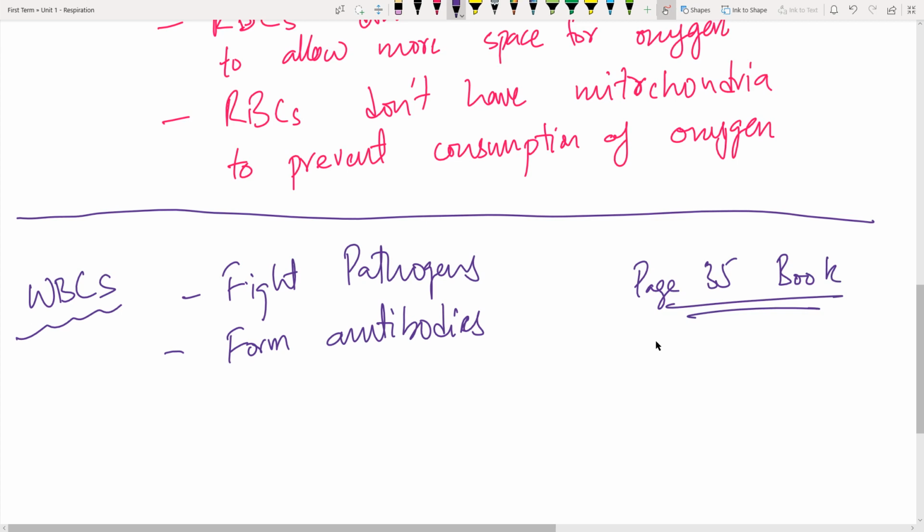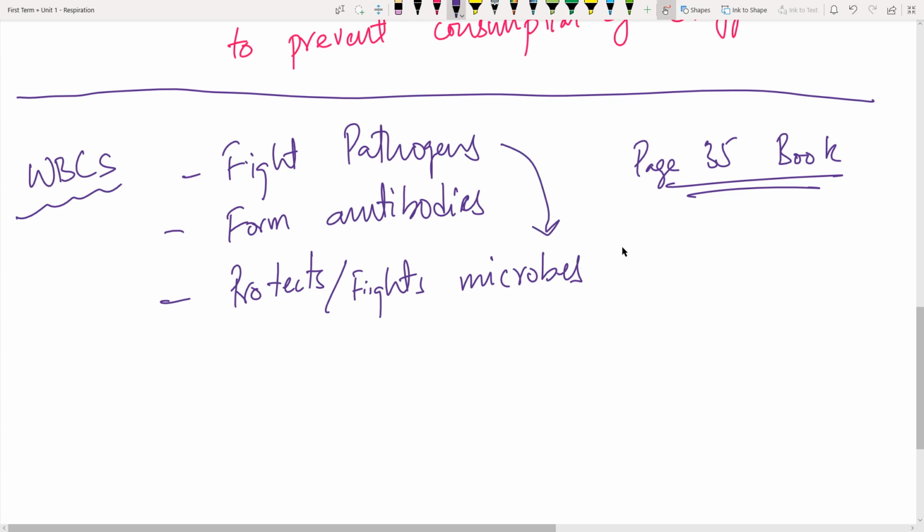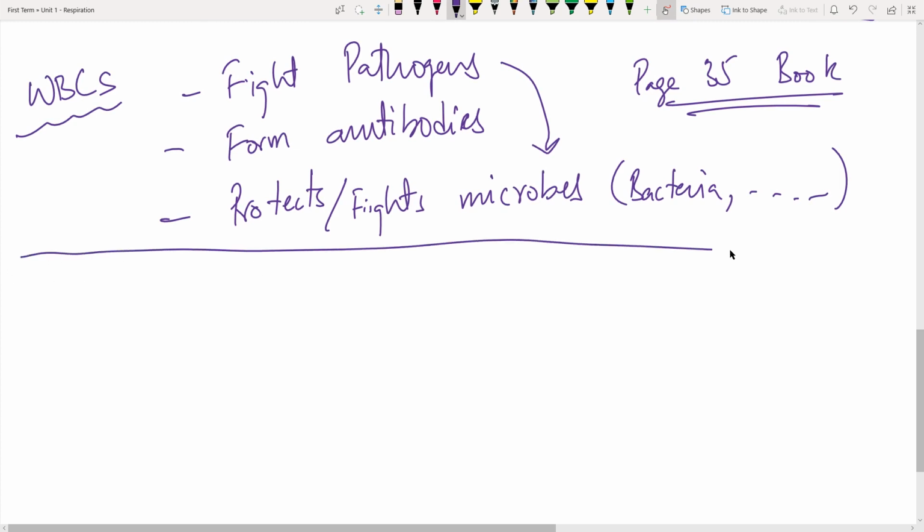And they also sometimes directly eat those pathogens. Sometimes they entrap them, sometimes they create antibodies. So there are many ways in which the white blood cells protect our body, right? And usually their job is to keep the body safe from any external microbes, right? Protect from microbe attack, right? So protects or fights microbes. This is the same statement, just different wording for the same one. This is what pathogens means, right? Microbes are like bacteria, amoeba, other things. So many of these microbes or types of bacteria come in.